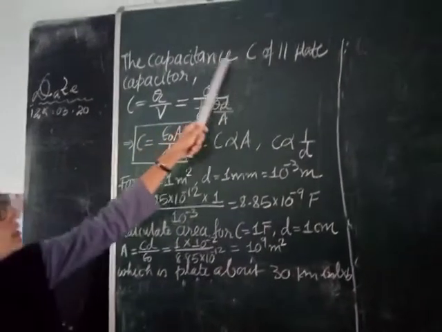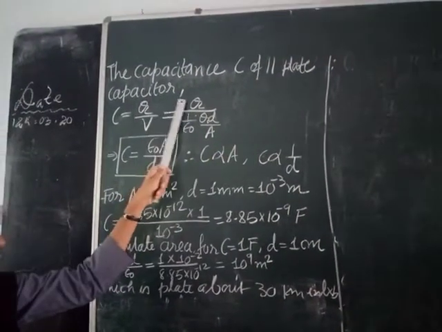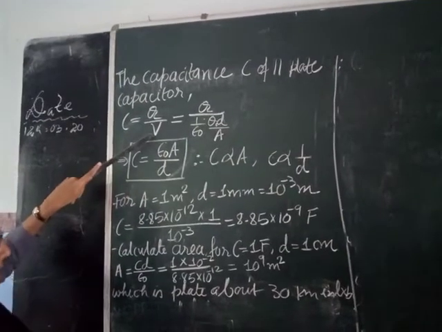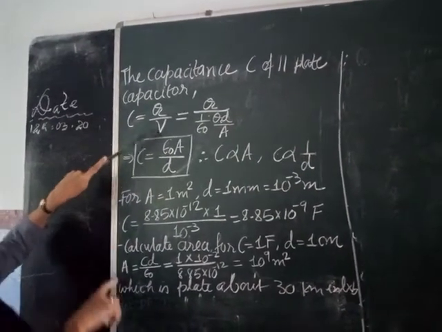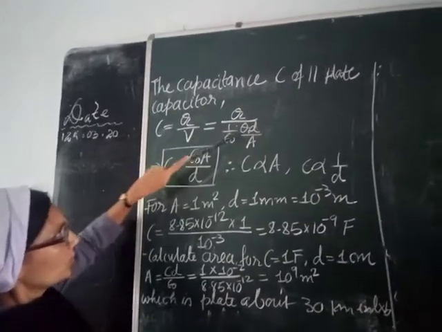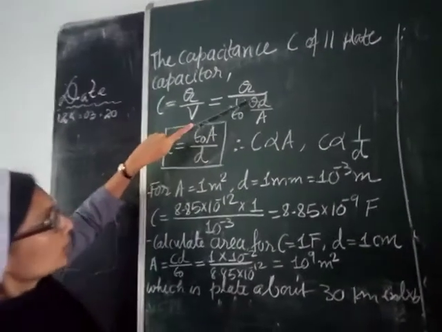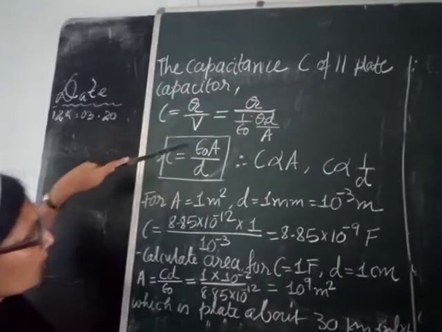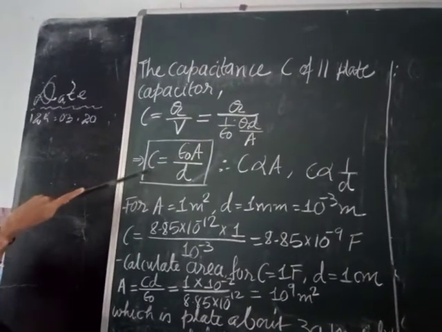The capacitance C of a parallel plate capacitor: the value C is equal to Q by V. Now we are going to put the potential we found previously. So I'll put the V value here. This V value is 1 by epsilon naught QD by A. So this Q and this Q cancel. A will go in the numerator, epsilon naught goes here. So I get epsilon naught A by D. So this is my capacitance.